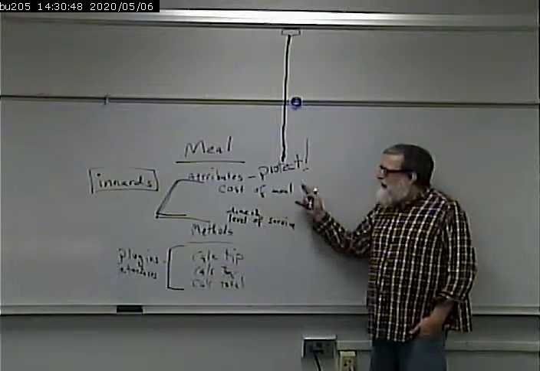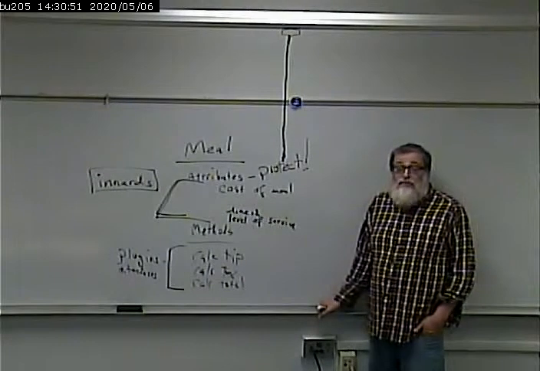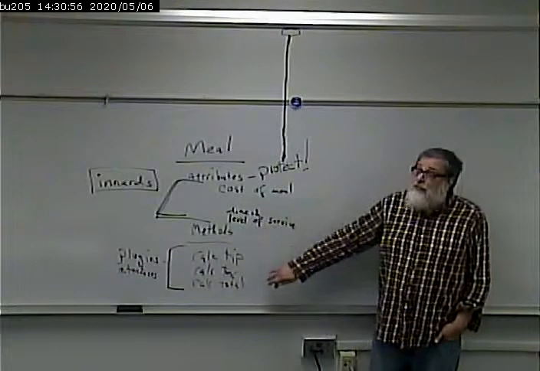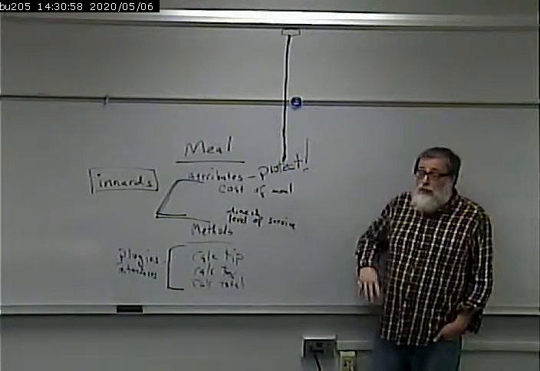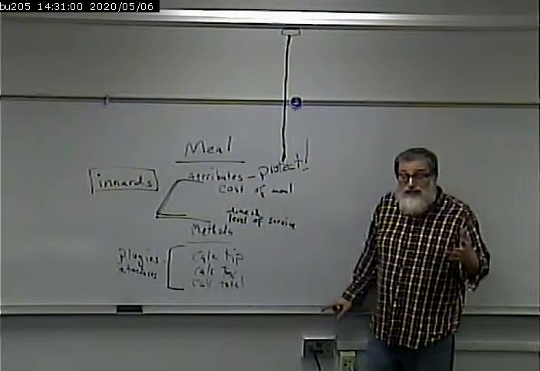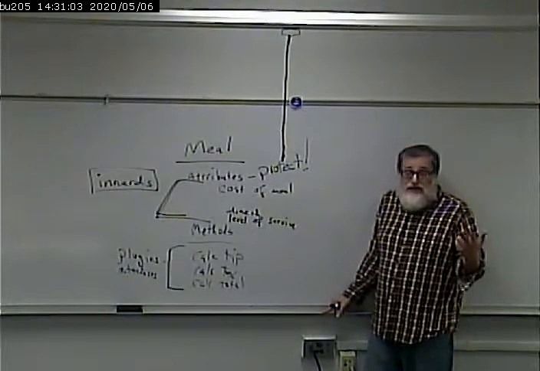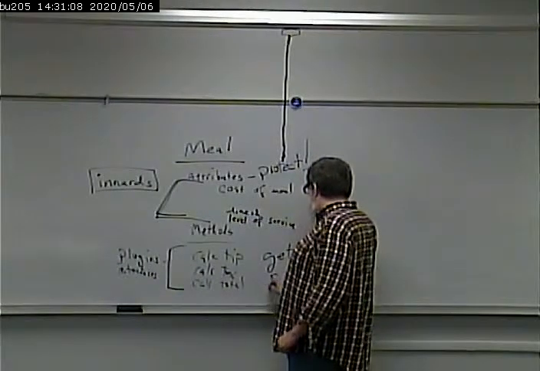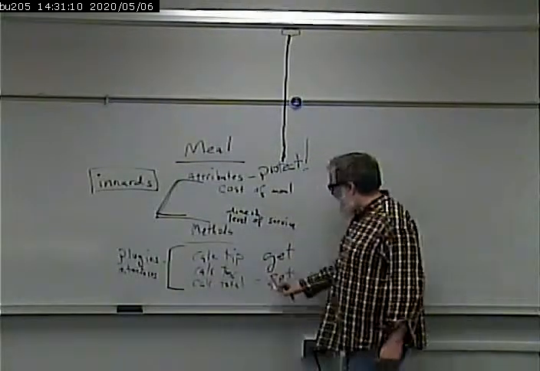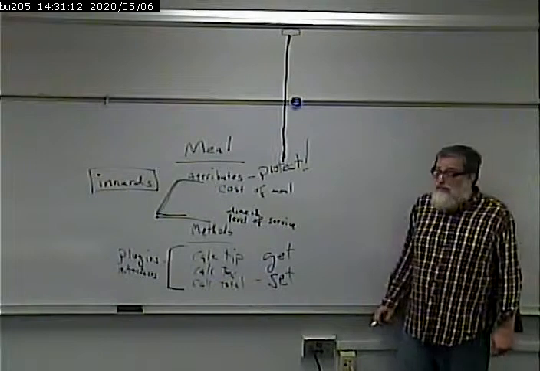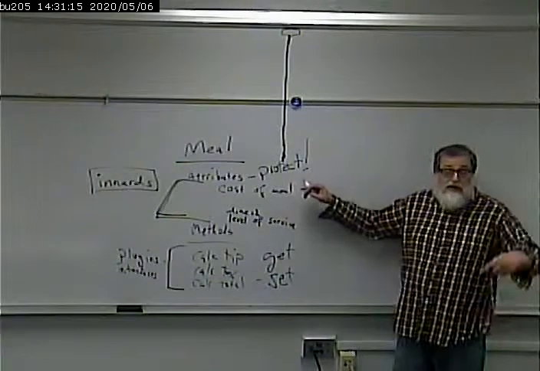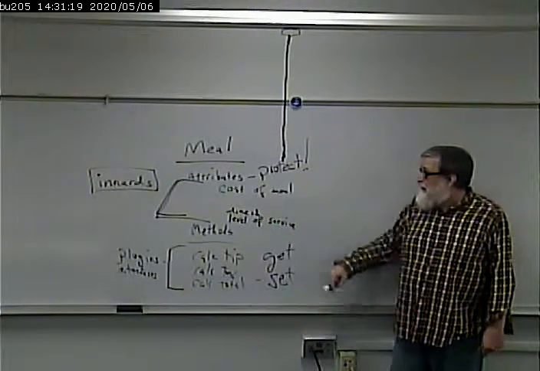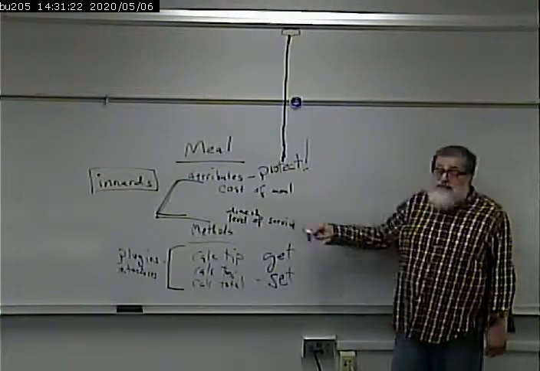So for each of these properties, we're going to have a couple of methods. And those methods are the way in which this object can communicate with the rest of the world. And typically, for every attribute, there's going to be two methods. There's going to be a get and a set. A set sets the value of the attribute. It tells this meal, hey, your cost was $29.95. Your level of service was average. And yes, it was dine-in.